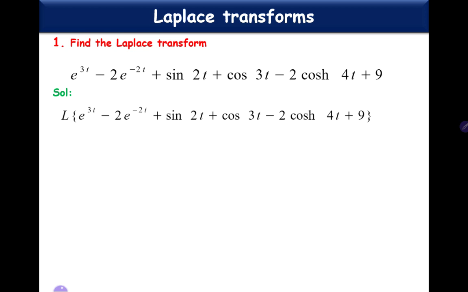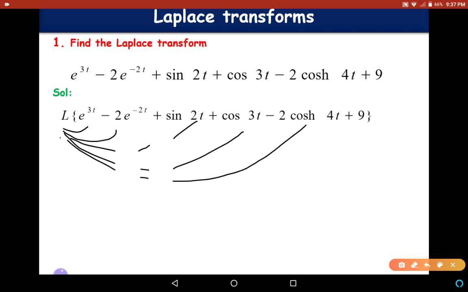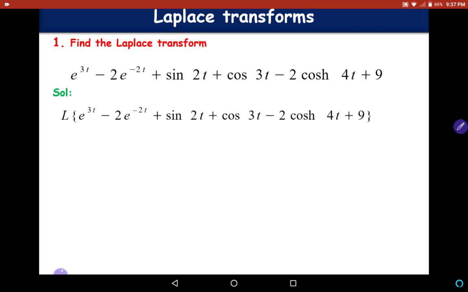We have a linear property for Laplace transform. So let us apply linear property here. What does linear property say? Laplace transform can be separated under addition and multiplication, and a constant can be taken outside the Laplace transform. So this expression can be written as L of e power 3t minus 2 into L of e power minus 2t plus L of sin 2t plus L of cos 3t minus 2 into L of cosh 4t plus L of 9. That is linear property for Laplace transform.